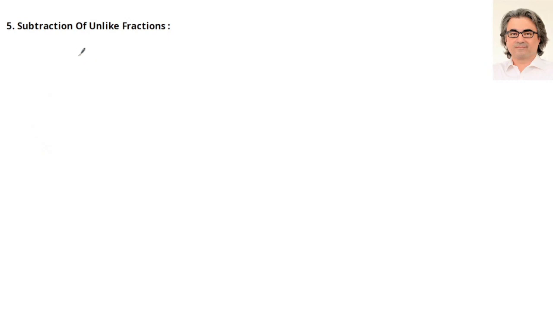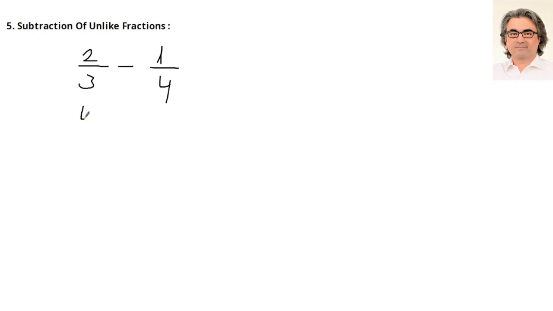So let's write an example. 2 over 3 minus 1 over 4. So I should equalize 3 and 4 into their least common multiple. We know this from our previous lesson. What is the least common multiple of 3 and 4? They are consecutive numbers. Their multiplication gives us their least common multiple. 3 times 4 is 12. So I should equalize denominators in 12.